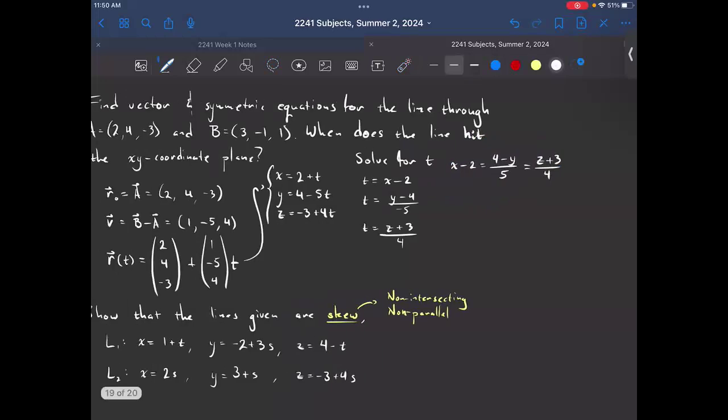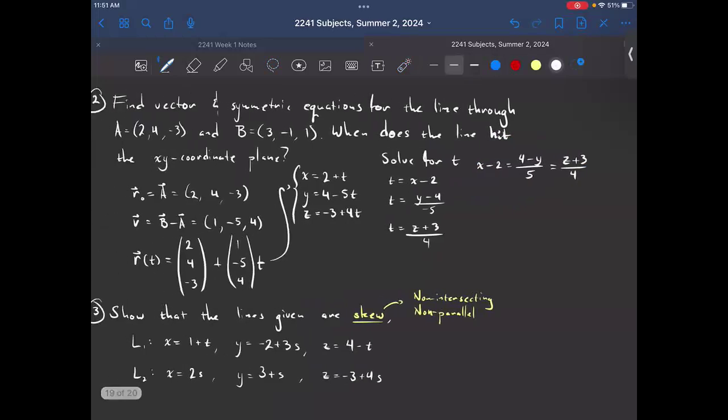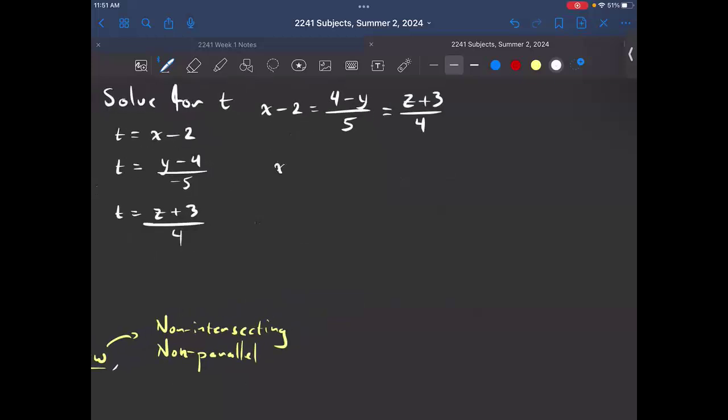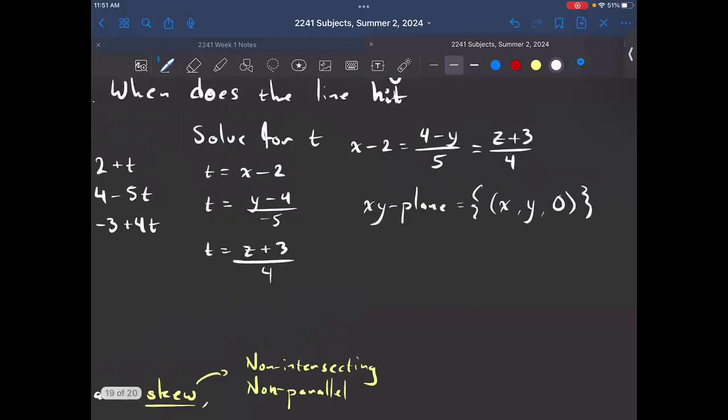All right, now let's answer that second part. When does the line hit the XY coordinate plane? All right, well, what is true of all points on the XY coordinate plane? So the XY plane is all of the points where the z coordinate is 0. So all I have to do is set my z coordinate to 0, and I should be able to get exactly what I want.